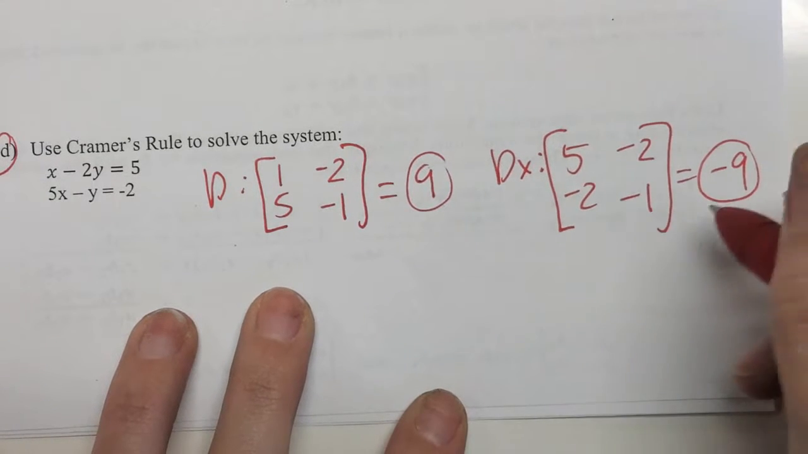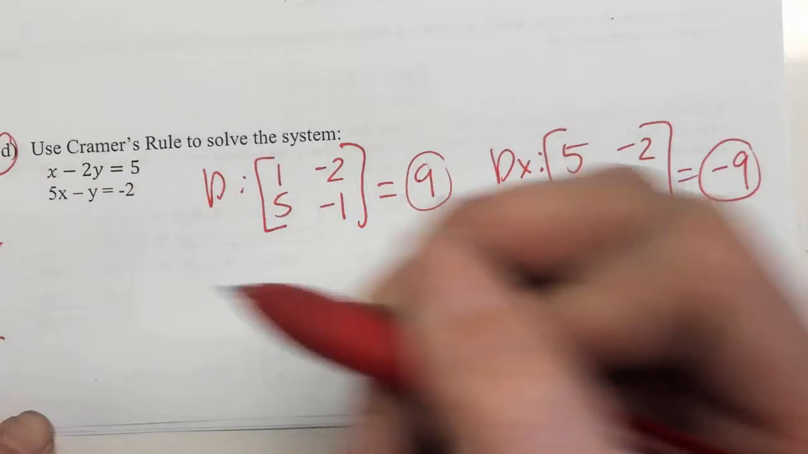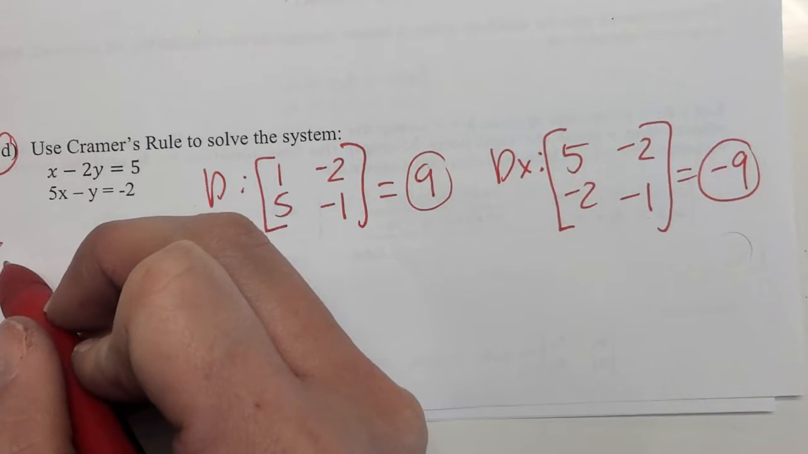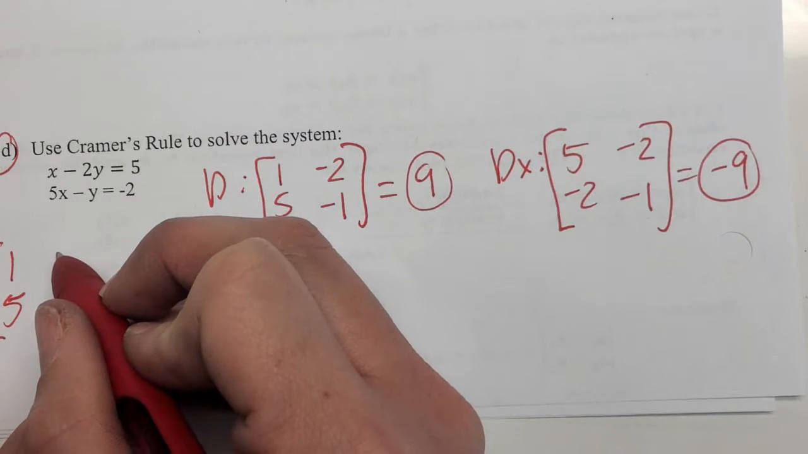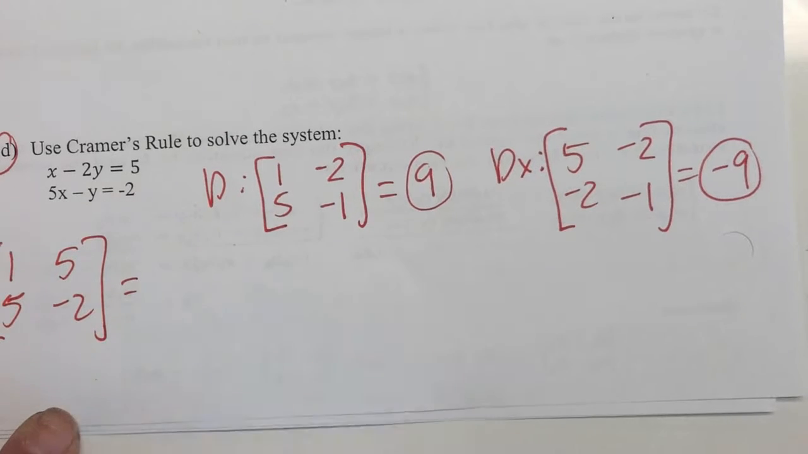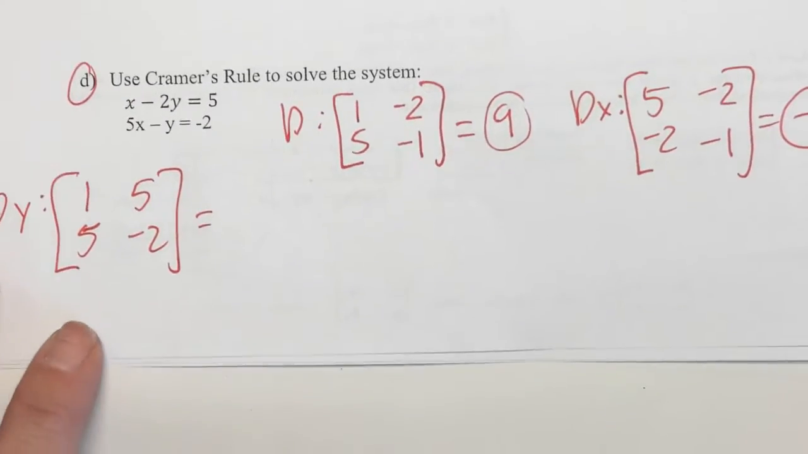And y'all stop me if y'all didn't get one of these numbers so I can go over it. What are the numbers for my Dy matrix? Oh, 1, 5. Good. You keep the x values. Replace the y's with what? 5, negative 2. Go ahead and find the determinant. And you can just say it out loud. Very good.